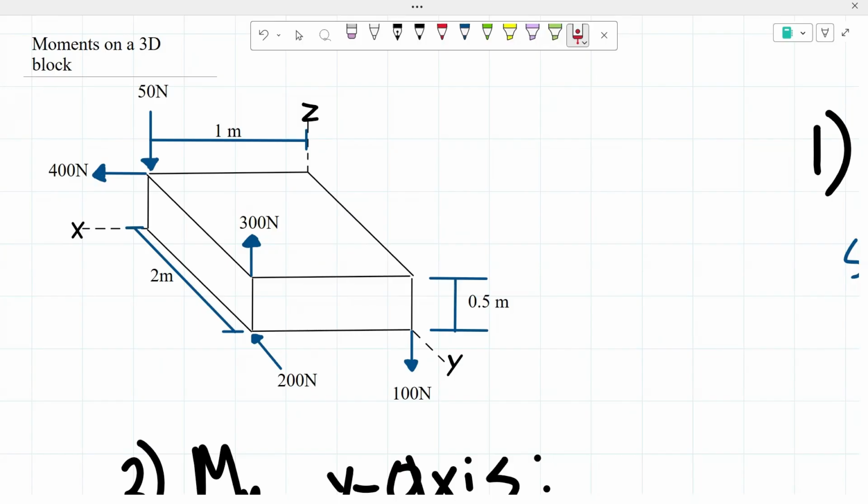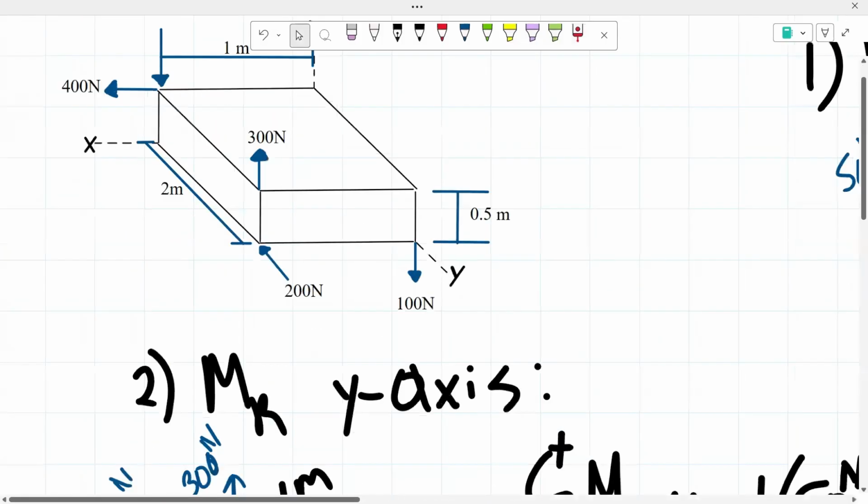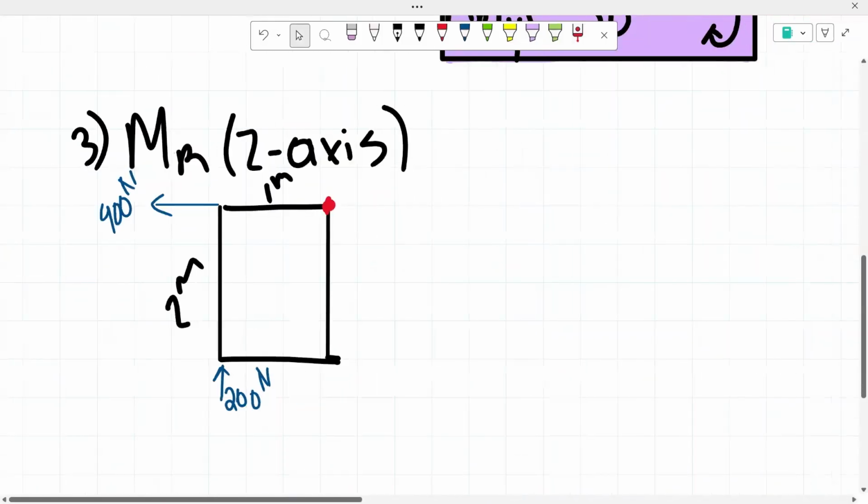The only forces that are going to be shown is this 400 newtons on that top left corner going to the left, and this 200 newtons going upwards on that corner. From there, the dimensions that we're going to be needing is that 1 meter and that 2 meters, 2 meters this length, 1 meter that length. So we're going to go back down to our sketch. And like I mentioned earlier, here is the corner where we're going to be taking that moment.